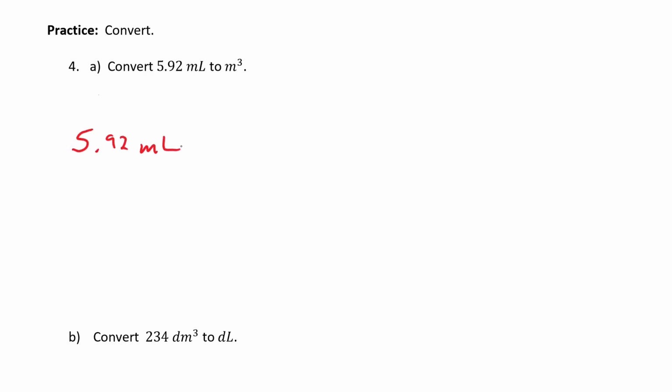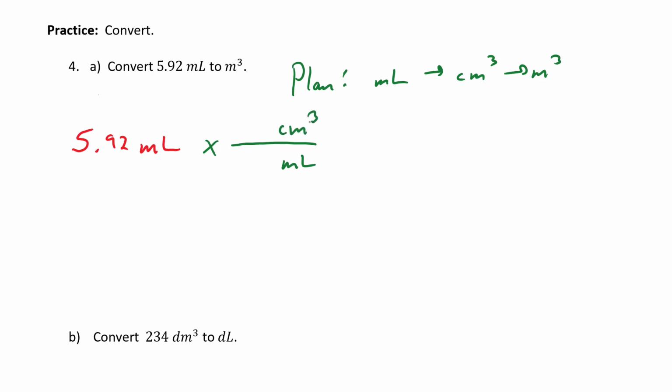5.92 milliliters. So my plan here, milliliters, I want to go to meters cubed, so I can go from milliliters to centimeters cubed, and then I can go to meters cubed. Notice here, I'm not only converting from milliliters to centimeters cubed, but I'm also going to have an exponential conversion. So let's do that now. Milliliters on the bottom, centimeters cubed on the top. For everything that exists, 1 centimeter cubed is 1 mil. That is actually the definition of what a milliliter is.